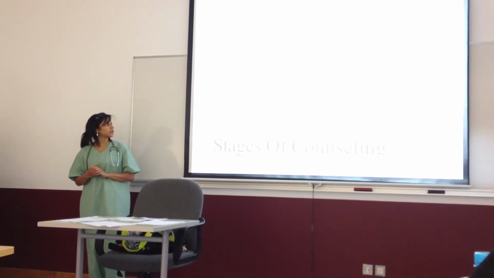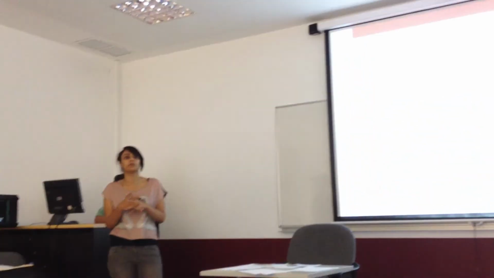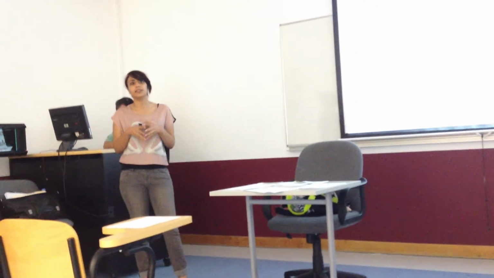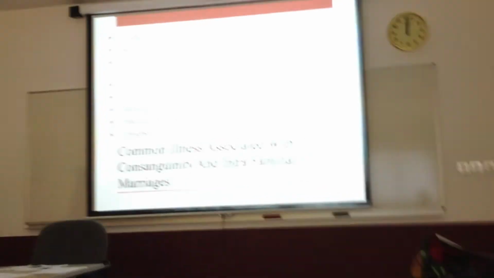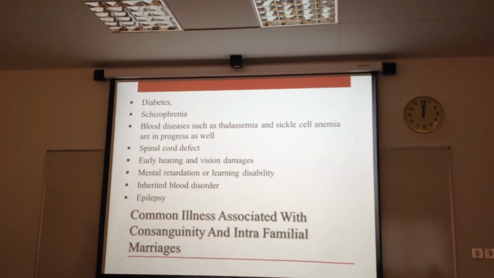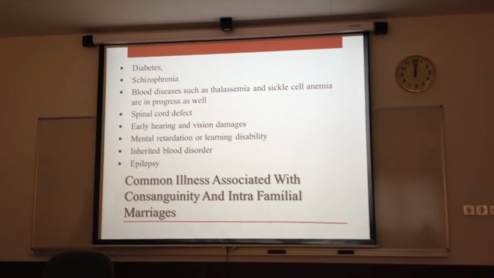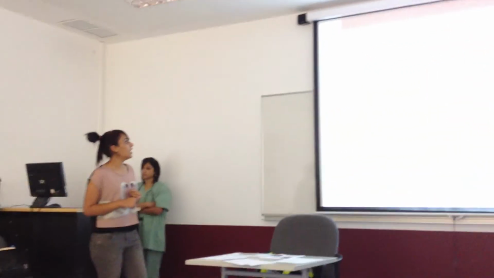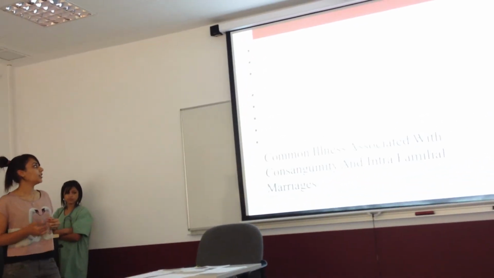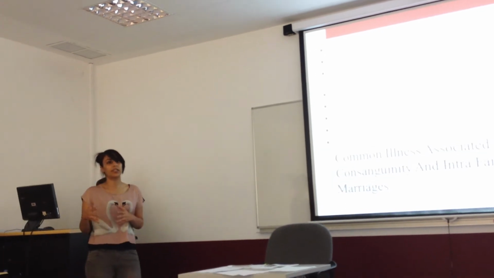Now moving on to the most common diseases that are associated with consanguinity and interfamilial marriage. Let's say there are two couples, they get married and they are cousins. What are the common illnesses associated with the kids they could have, or even the partners themselves? They could have diabetes, schizophrenia, blood diseases such as thalassemia and sickle-cell anemia, spinal cord defects, early hearing and vision damage, mental retardation or learning disabilities, inherited blood disorders, epilepsy. All these diseases could be with the kids that are born.